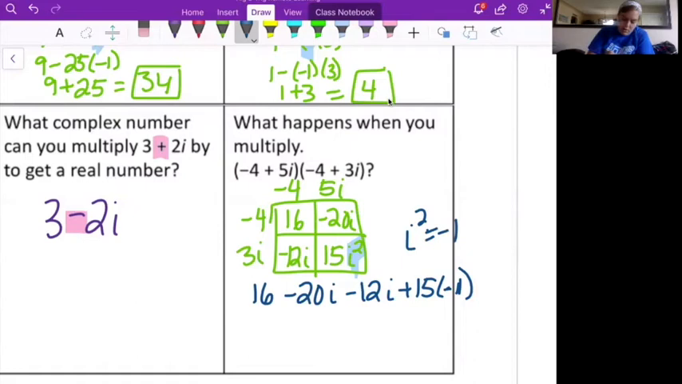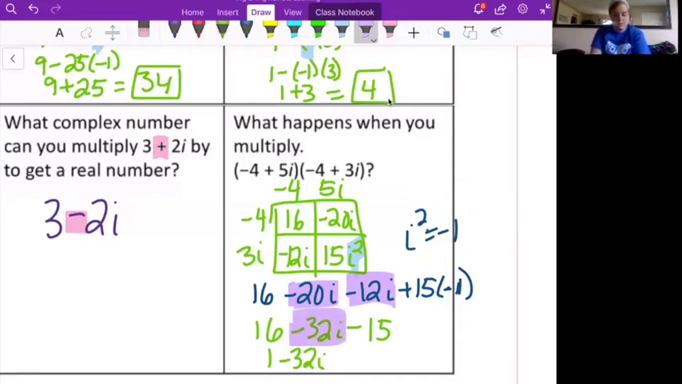Okay, so then we have some simplifying. So we can combine these two because these are like terms. And so then we would have 16 minus 32i minus 15. And so then this would be 1 minus 32i. And again, this 32i is just combining our like terms. And then we can take 16 minus 15 to get 1.